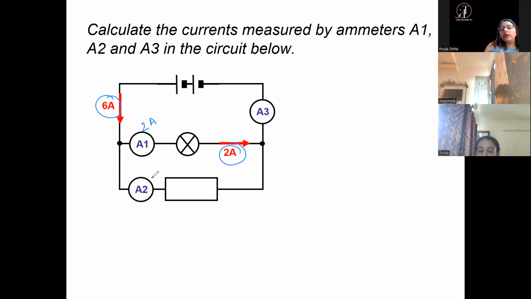How much is the current in A2? 4. Because 2 amperes came here and 4 amperes came here, and you know that the total has to be 6 amperes, right? Now this 2 amperes will go here, this 4 amperes will come here. What will happen at this point? How much current will be here? 6 amperes. So how much is A3 going to measure? 6 amperes. So we have understood this point.